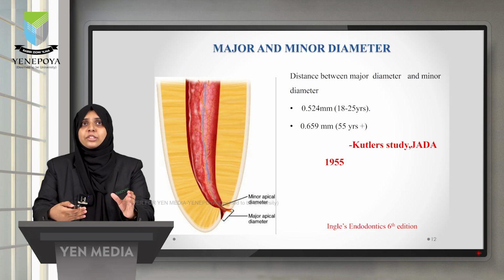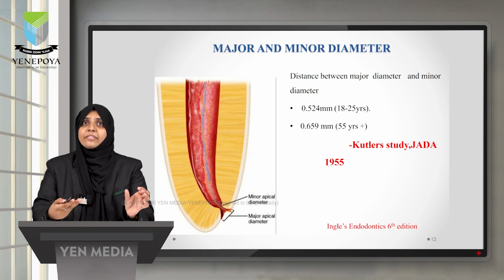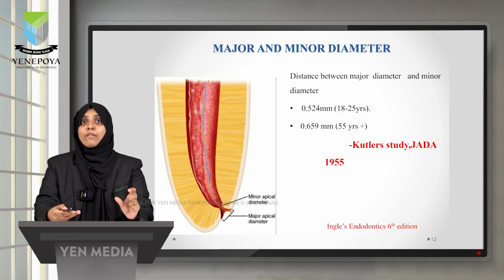Now coming to the distance between the major and the minor apical diameter. As we can see in the image, the minor apical diameter is usually 0.5 to 1 millimeter short of the major apical diameter. The distance can vary from younger patients to older patients. Younger patients will have a distance of about 0.5 millimeters, whereas as the patient gets older, because of the continuous deposition of the cementum, this distance can increase, and it can be seen as about 0.65 millimeters.